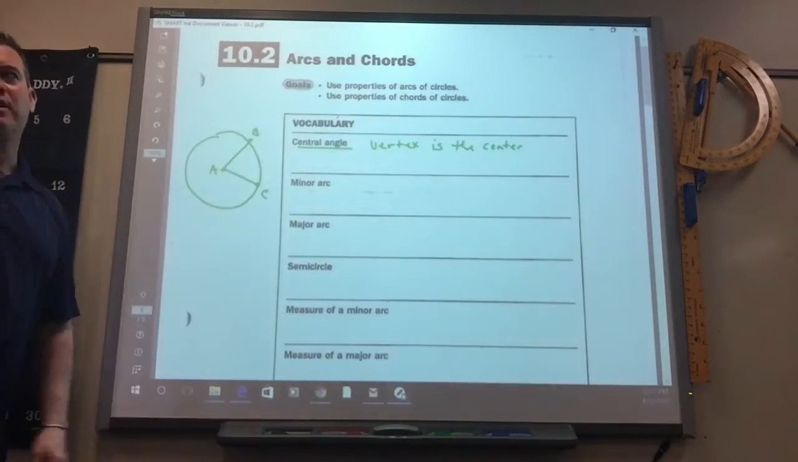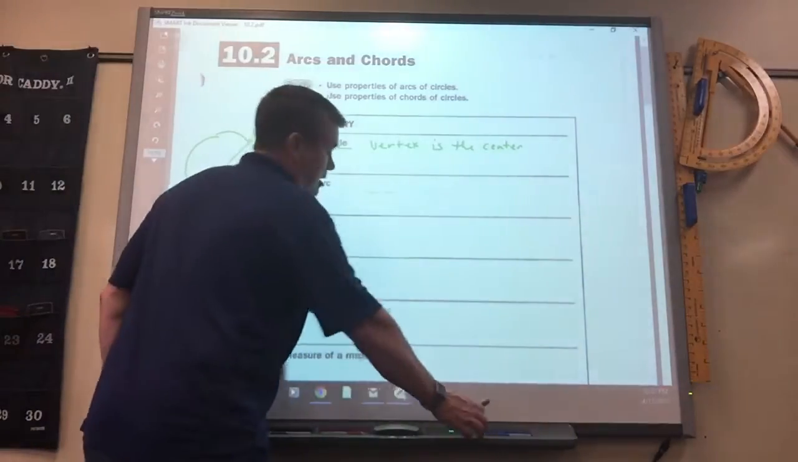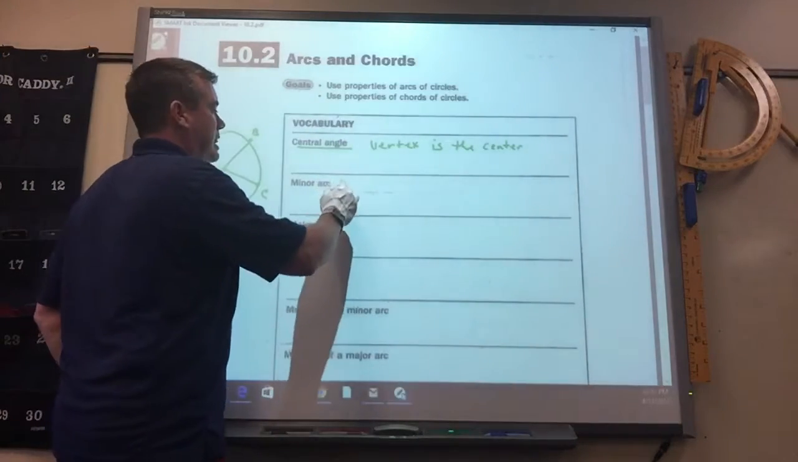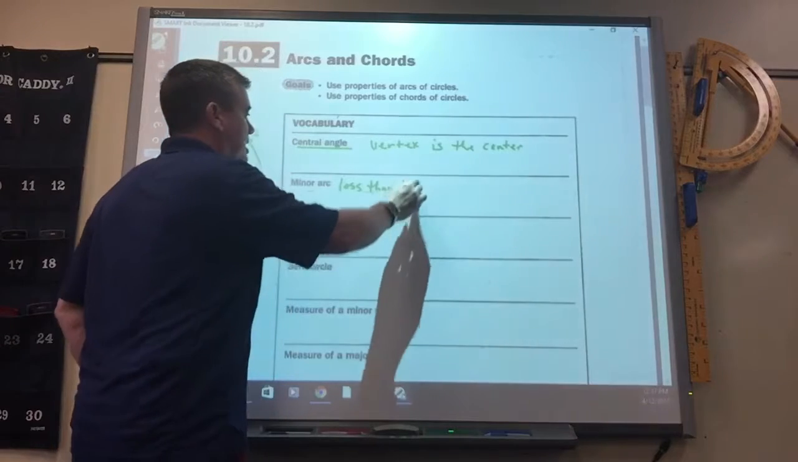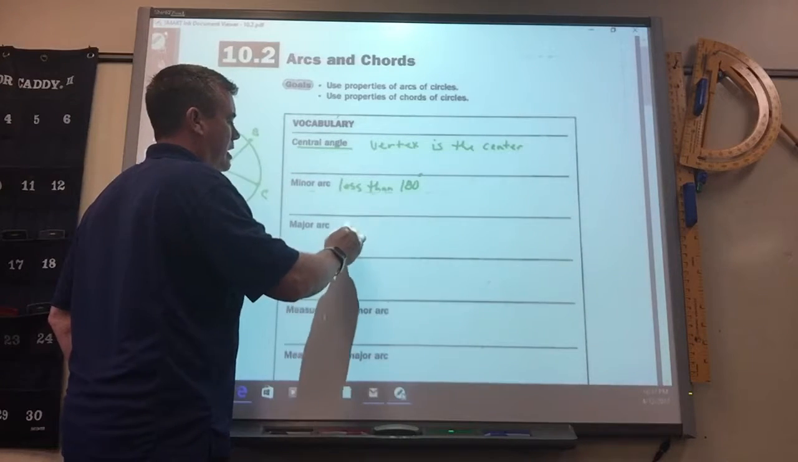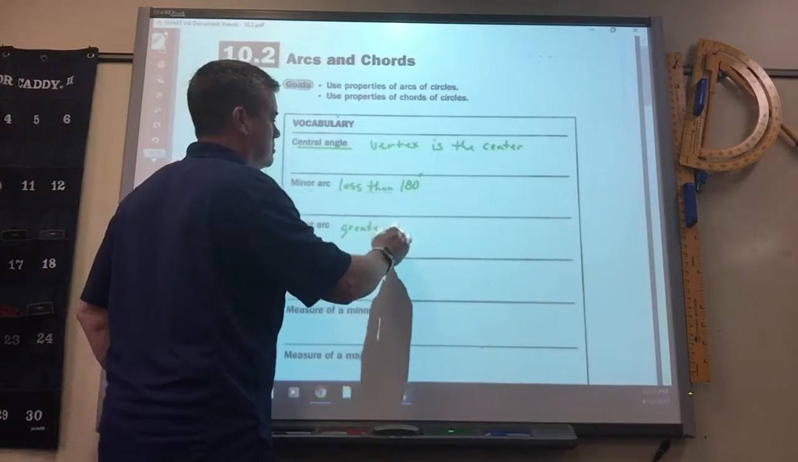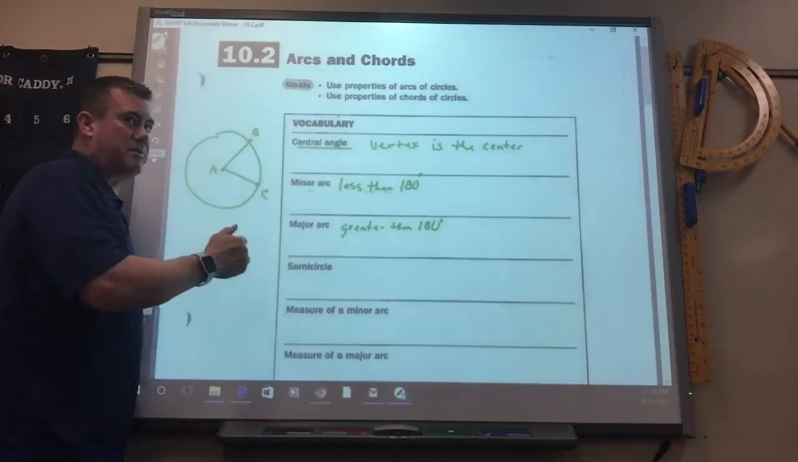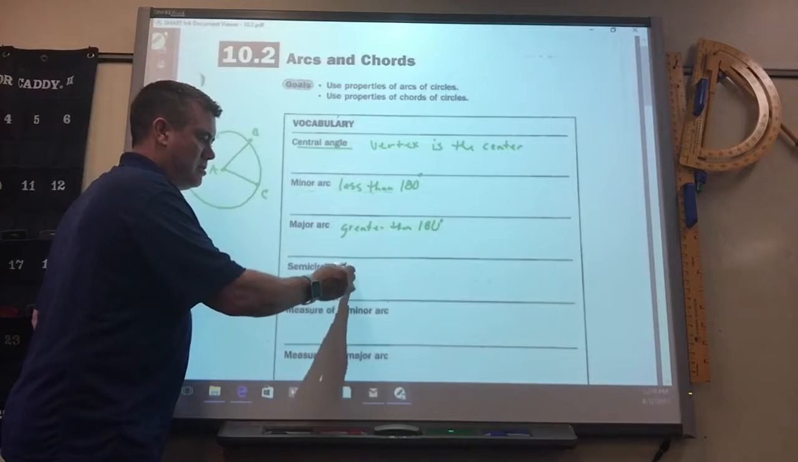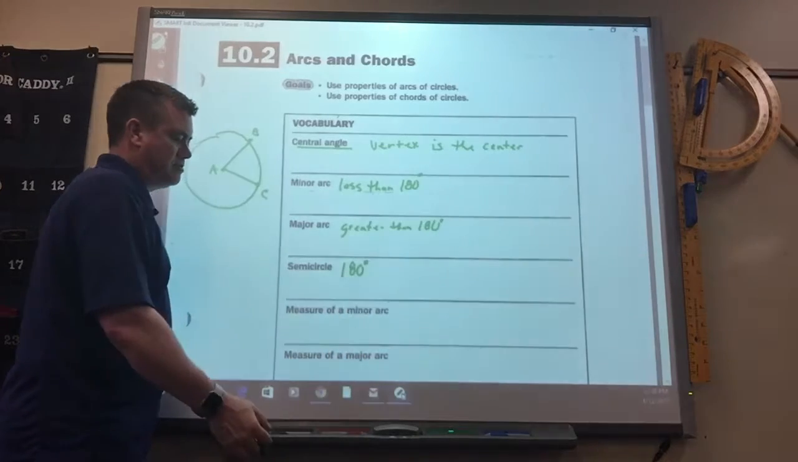Minor arcs and major arcs. A minor arc is less than 180, and a major arc is greater than 180. And obviously, people know what a semicircle is? 180 degrees, half a circle.